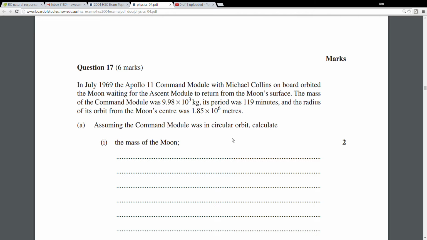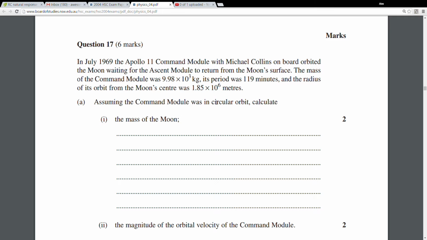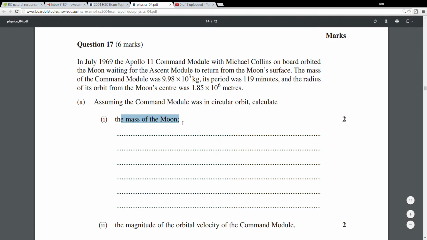Alright, question 17. So an Apollo 11 command module with Michael Collins on board orbited the moon, waiting for the ascent module to return from the moon's surface. So we have the mass, we have its period, so the period is how long it takes to orbit, in this case how long it takes to orbit the moon, and the radius of orbit. So assuming that the command module was in a circular orbit, calculate the mass of the moon.